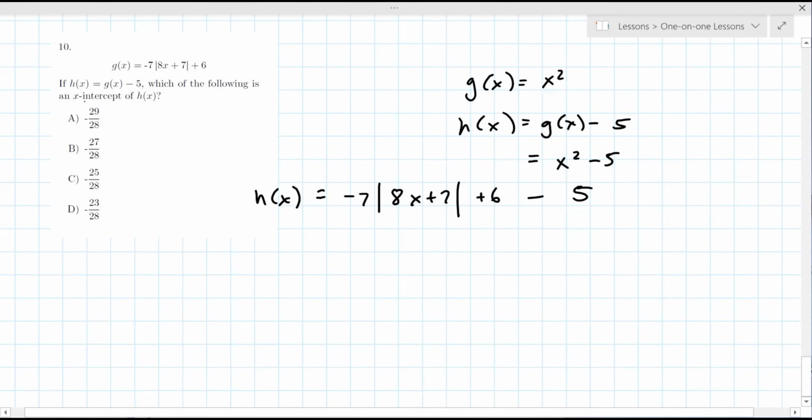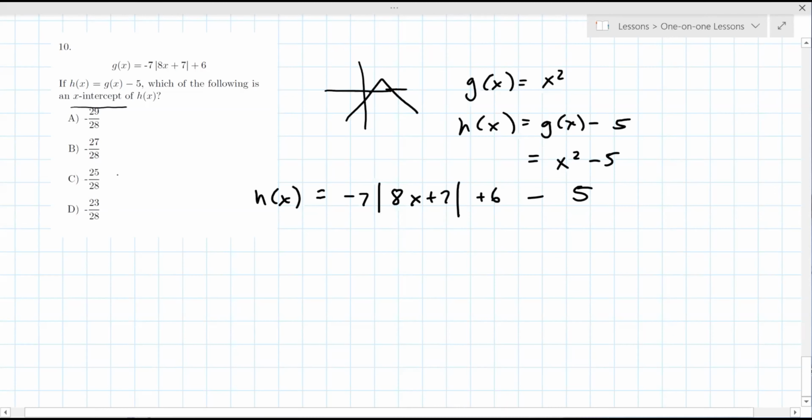So what does it mean if something has an x-intercept? Touches the x-axis. It crosses the x-axis. This is an absolute value function, so we know that it could have 2 intercepts. It could have 1 if it touches. It could have none, but this one seems to indicate that it has at least 1, maybe 2.